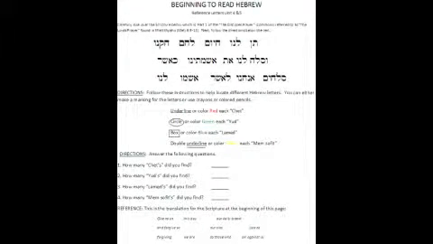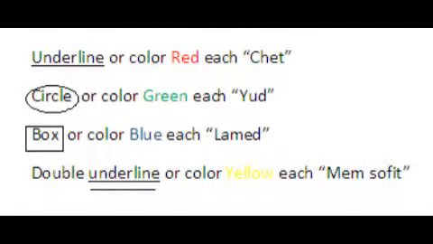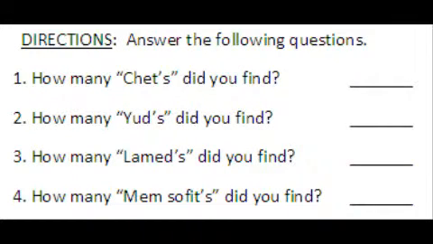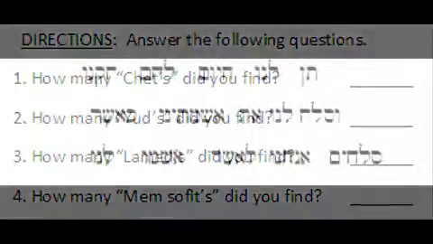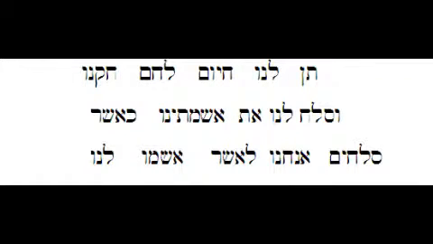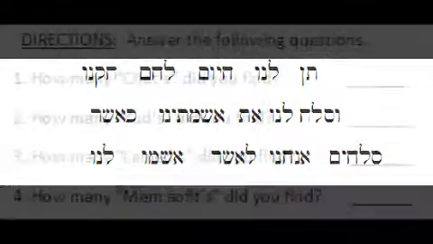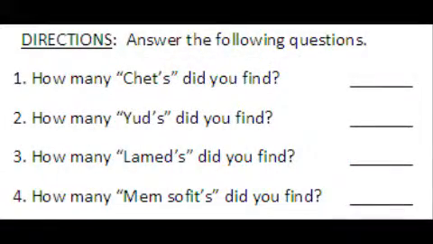Then on the next worksheet, again, we're going to continue on with the disciples' prayer, also known as the Lord's Prayer. This is the next part of it, and you're going to be looking for the letters Chet, Yud, Lamed, and Mem Sofit. And then there are the questions that apply. So we'll go ahead and take a moment so that you can begin to train your eyes to read Hebrew beginning at the right. There's the Hebrew text there. And then we'll go back, and for those doing the video course, you can go ahead and make note and count how many Chet, Yud, Lamed, and Mem Sofit you find. And then I'll go ahead and post the answers at the end.